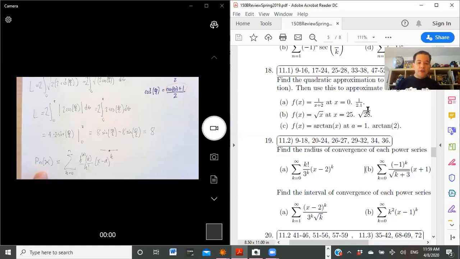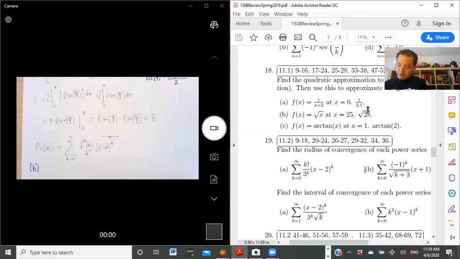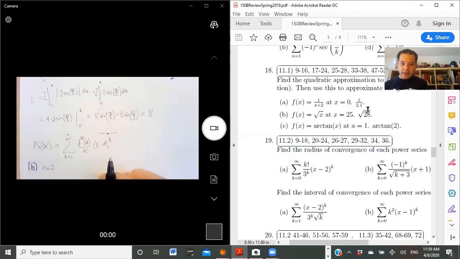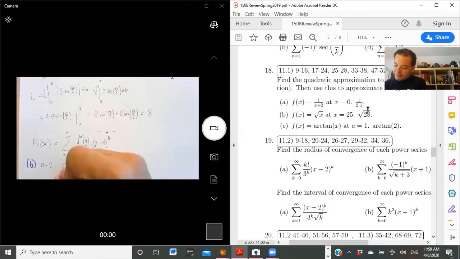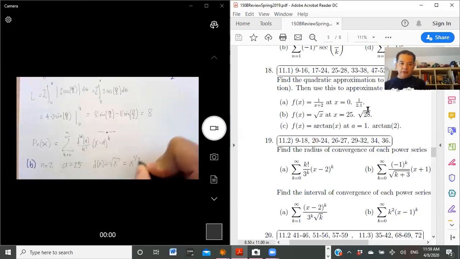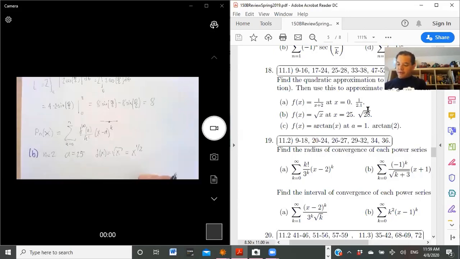All right. Just to give ourselves an idea of how to do this, let's pick B, for example. So let's work on B. For B, what we know is that n equals 2 and a equals 25. And our function f of x is square root of x, or x to the 1/2, right? So let's write down the polynomial P2. Let's make it bigger now.